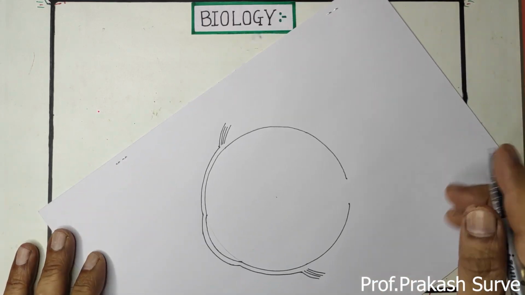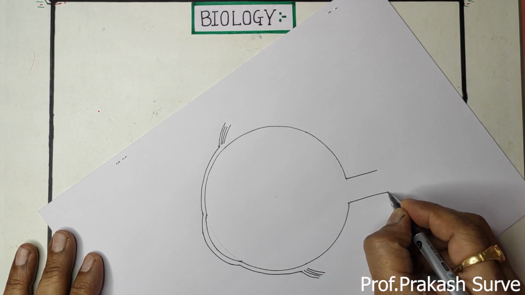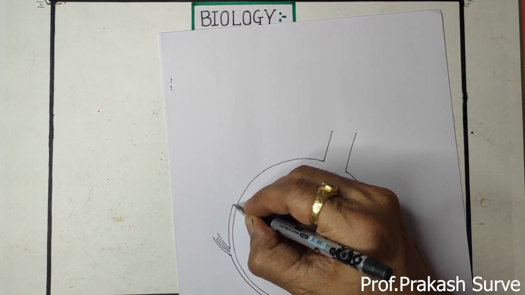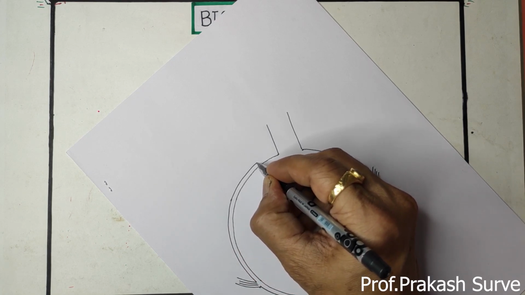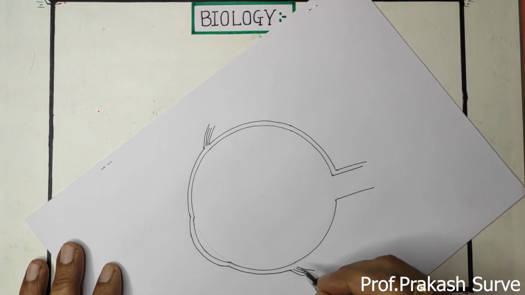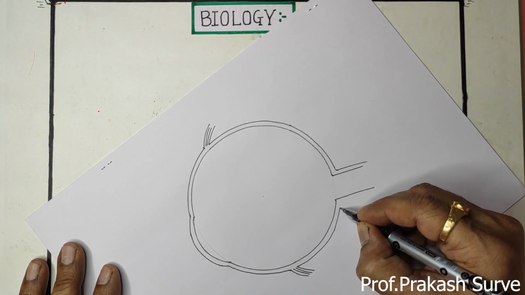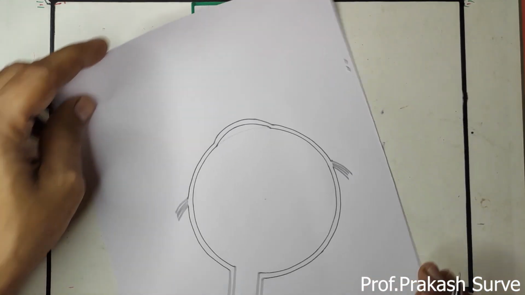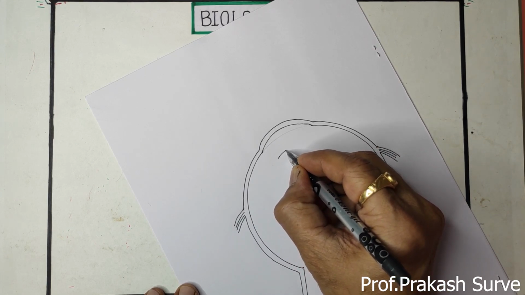Now, this line, that is for the optic nerve, we'll bring this corresponding line from here and then same way corresponding to this. Same way from here also bring the corresponding line, same like that. Okay, now next you have to draw a lens.